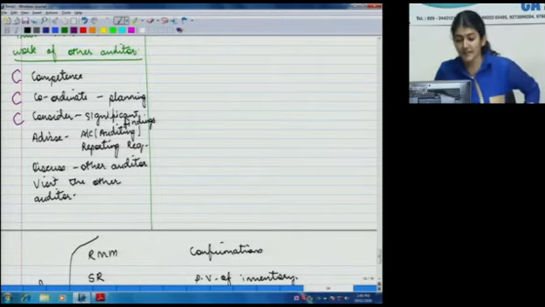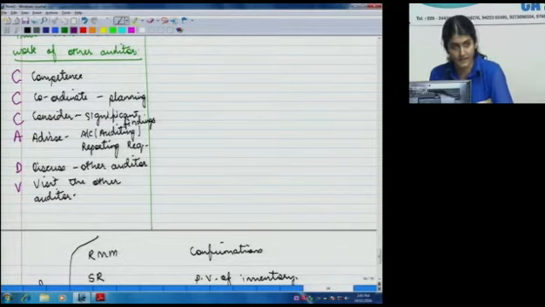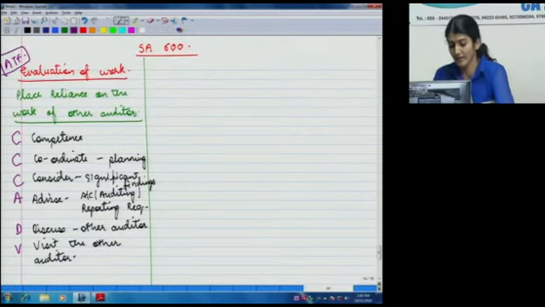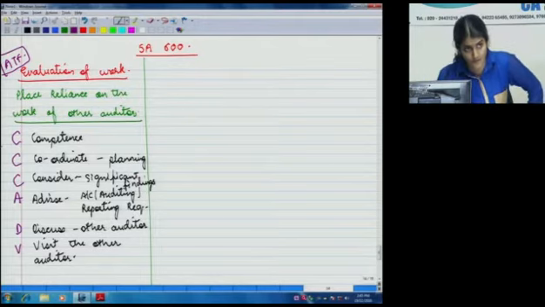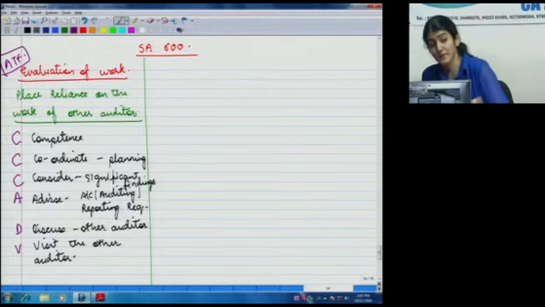Competence, coordinate, consider the significant findings. And then we have advise, discuss, and visit. Right? This is an AAS of the standard. You understand? Evaluation of the work. C cube ADV. What is C cube?